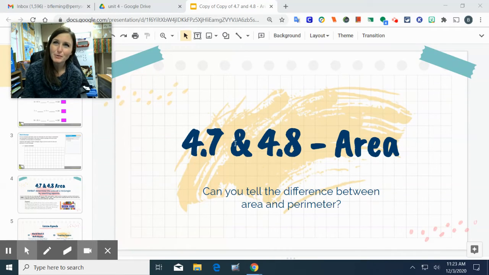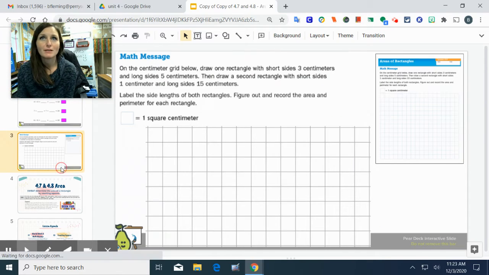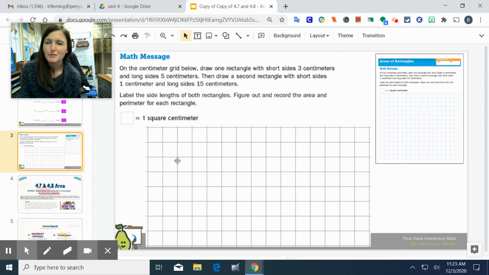Boys and girls, today we're going to be combining two lessons because they both really have the same idea of learning about area. So as always, I want you to do the mental math. Your math message today might sound a little confusing. What it wants you to do is on this grid paper right here, I want you to draw one rectangle.